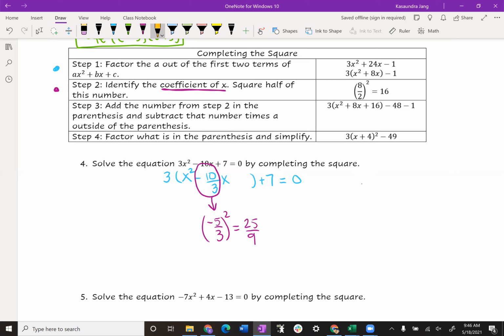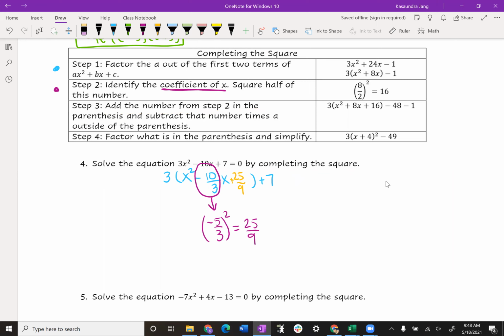All right, then I'm going to do step number 3. You add that number from step 2, my 25 over 9, in the parentheses, and you subtract it times the a that's outside the parentheses. So I'm going to put plus 25 over 9 in the parentheses. Add the number from step 2 in the parentheses, and then do the opposite of adding: subtract it times a.